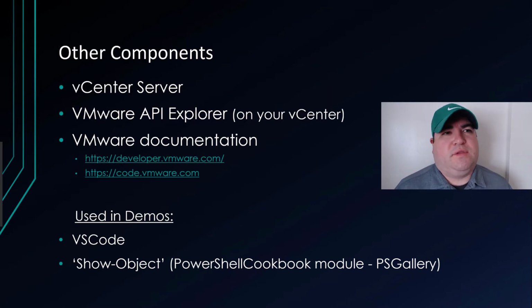Code.vmware.com is going to have all kinds of things like example code. You can look at PowerShell, you can look at Python, you can look at things like Perl. You can get into the Postman collections if you want to get into using an actual REST client and a full REST tool instead of just interactively doing things through the web interface or through PowerShell. Also used in the demos, just for clarity, I'm going to run through some things in VS Code. I'm also going to leverage a commandlet called Show-Object, and this is actually included in the PowerShell Cookbook module on the PowerShell Gallery.